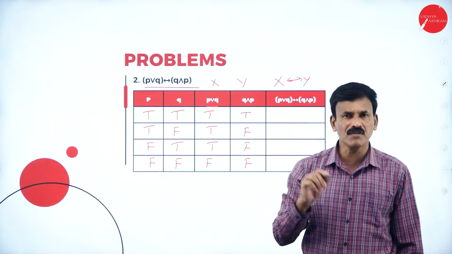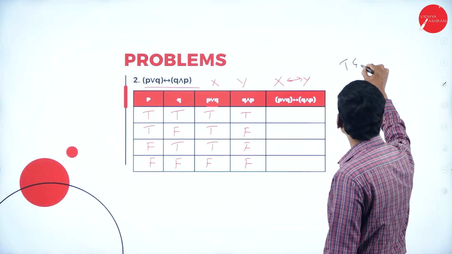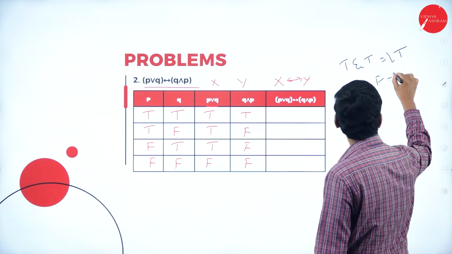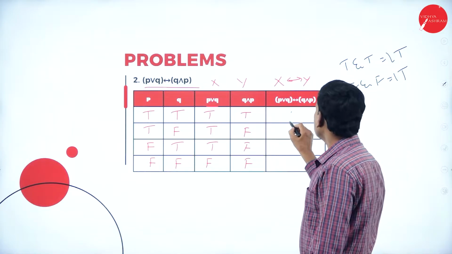T and T is T, F and F is T. In other cases, it is false. So, T and T is T. Again, F and F is also true. Other cases, it is false. So, now true and true is true.